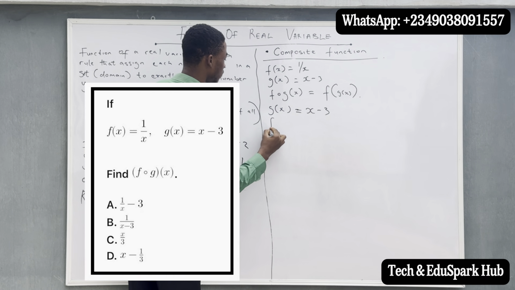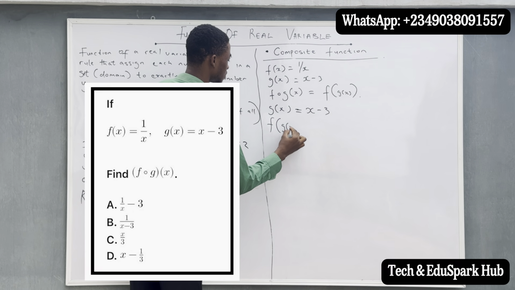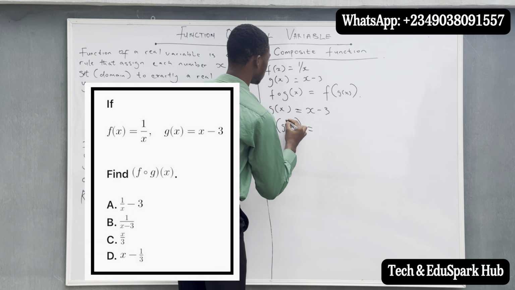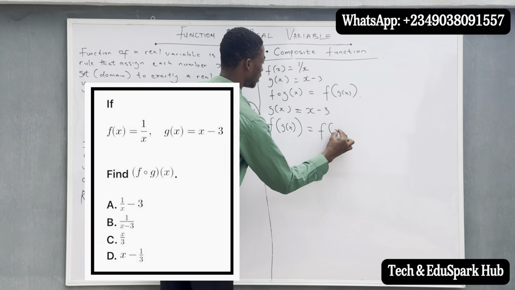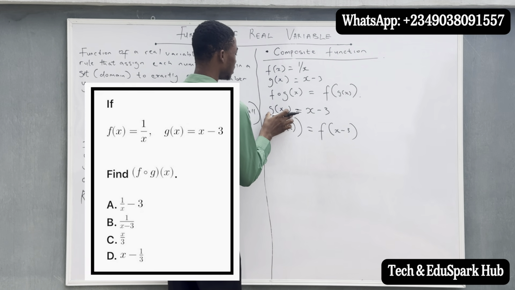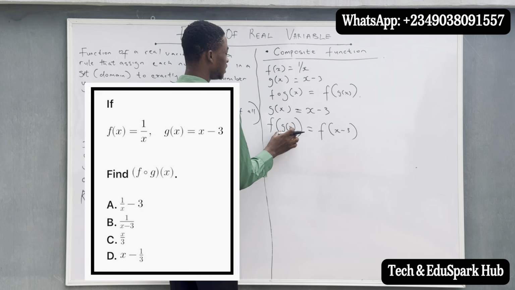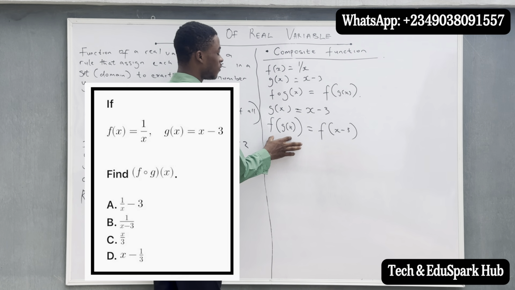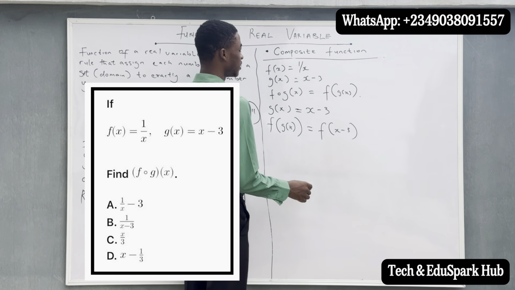So now that we have gotten our g of x to be equal to x minus 3, we can now say f of g of x is equal to f of x minus 3, because our g of x is x minus 3. So we can change this g of x to x minus 3. So our f of g of x will be equal to f of x minus 3.